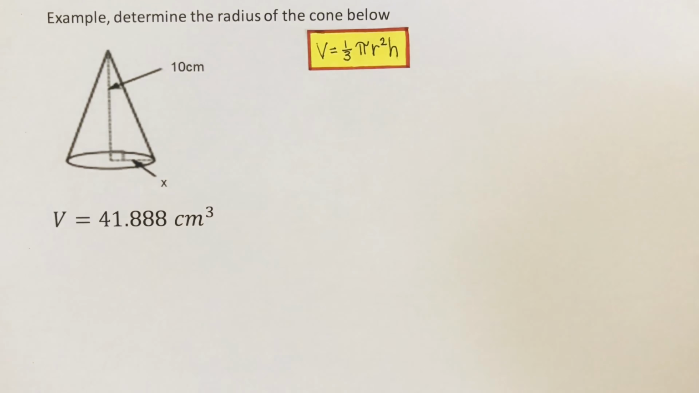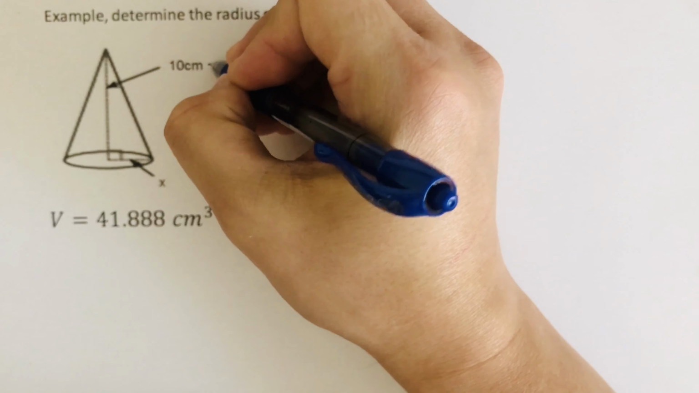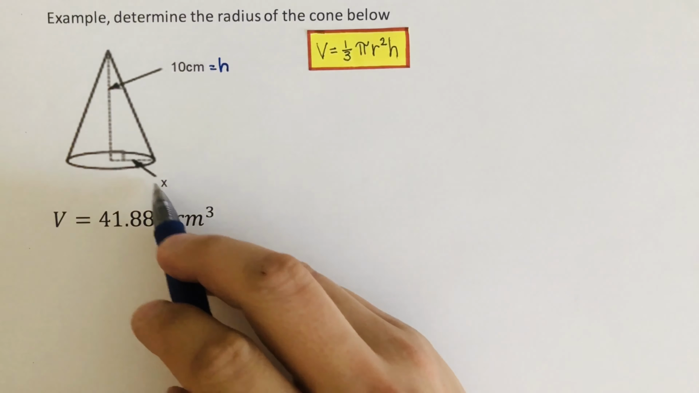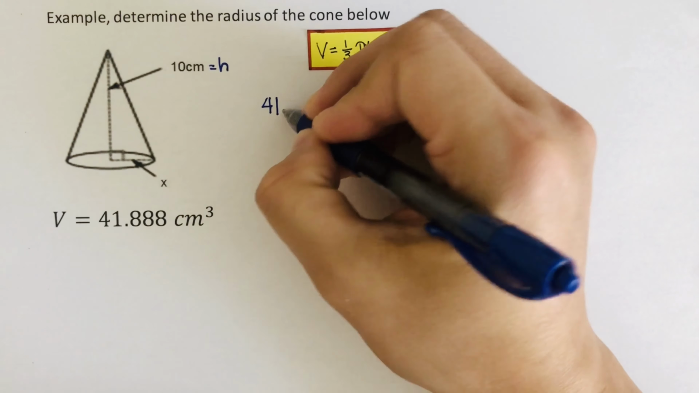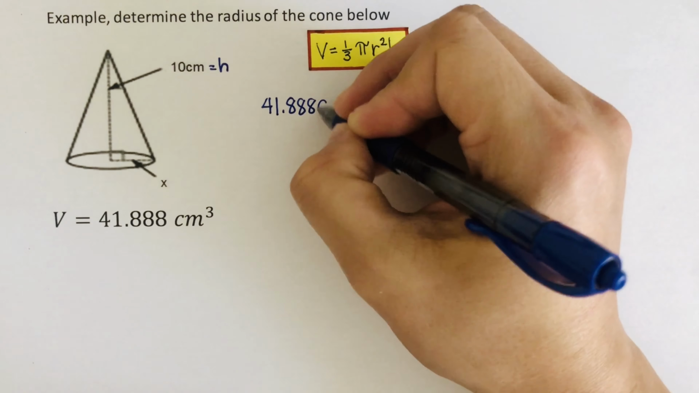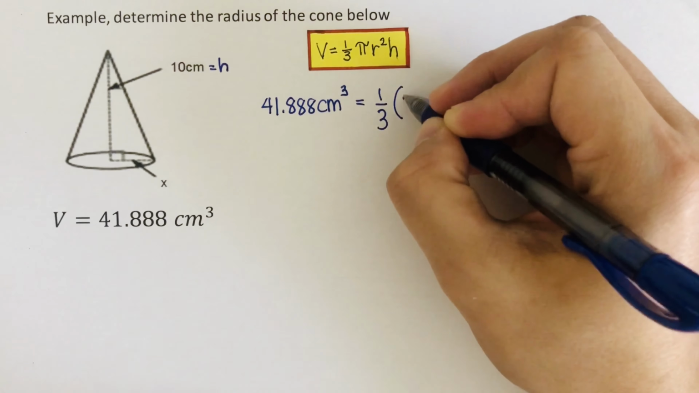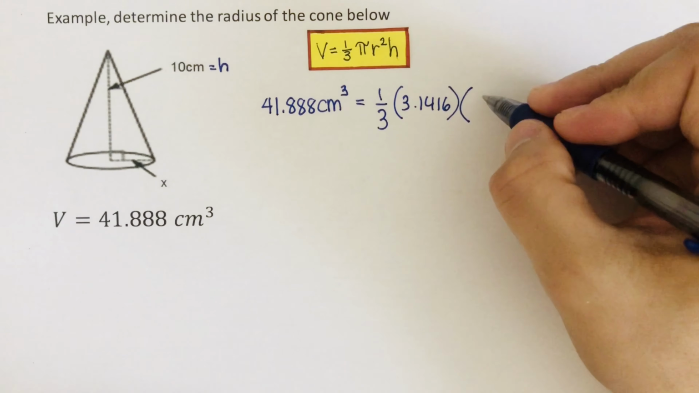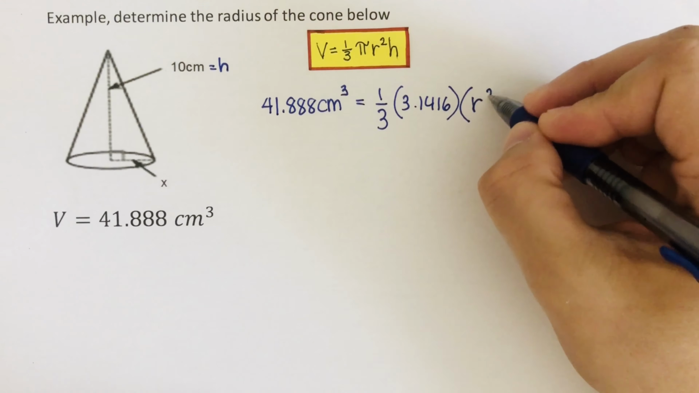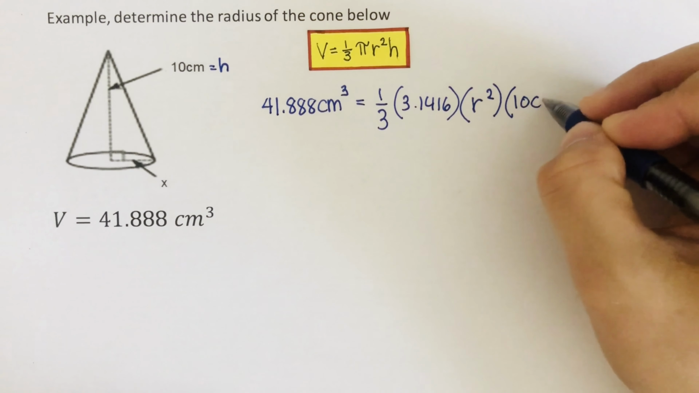Okay, so let's move on to this problem here. So we're doing it backwards again. This is our height, and then the radius is missing, so we keep that as x. So we plug values in, so our volume is 41.888 centimeters cubed is equal to 1/3. Our pi is 3.1416. The radius that we have here is r. We keep it as r squared, that's missing. And then the h, or the height, is 10 centimeters.